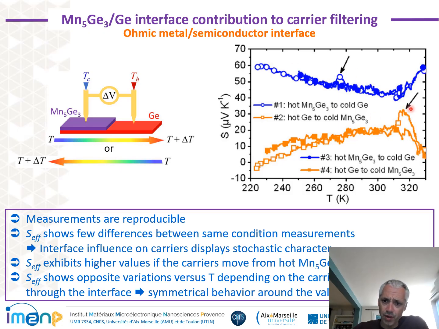We observe some differences here, highlighted by the arrows, which display a stochastic character. We can see that the effective Seebeck coefficient exhibits a higher value if the carrier moves from hot Mn5Ge3 to cold germanium, as you can see here. And this Seebeck coefficient shows opposite variation versus temperature, depending on the carrier direction through the interface. But we observe a kind of symmetrical behavior around 30 microvolts per Kelvin for this sample, which is around here.